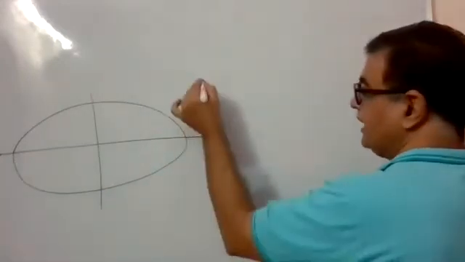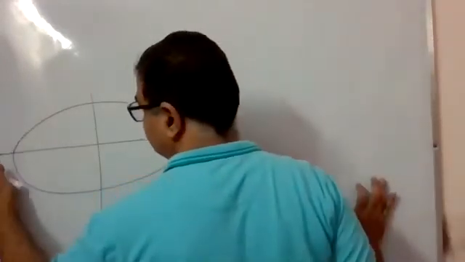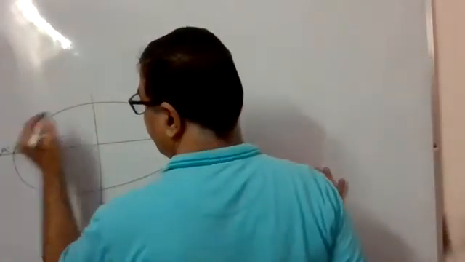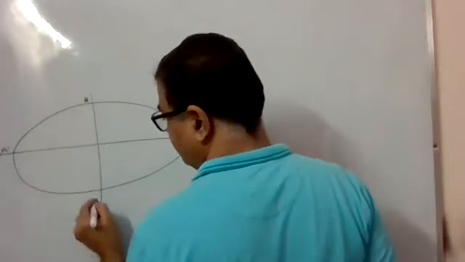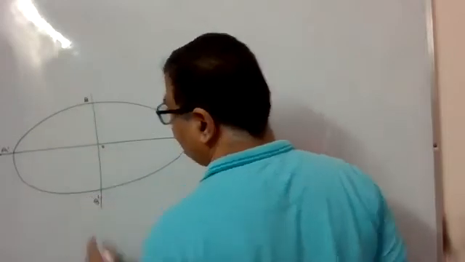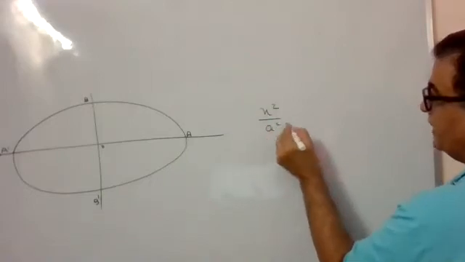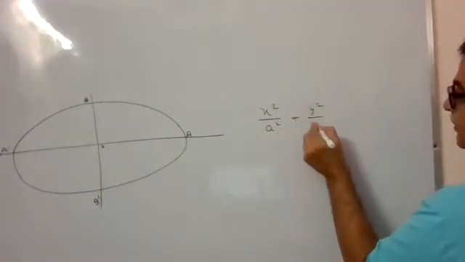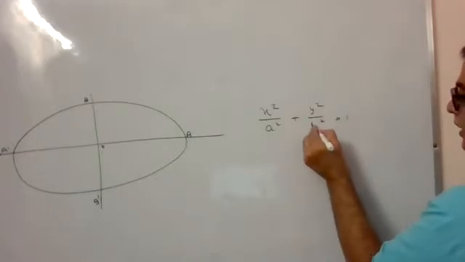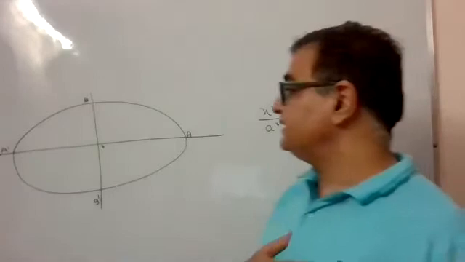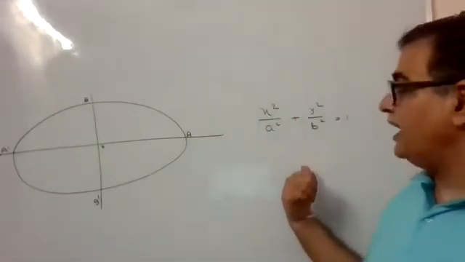This is the ellipse we have. A dash, this is B dash, this is the origin we have. Equation of ellipse we have x square by a square plus y square by b square is equal to 1. This is the equation of ellipse given. Question says this is the equation of ellipse we have.